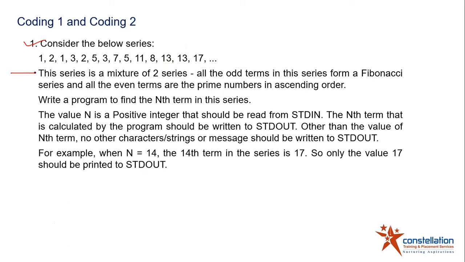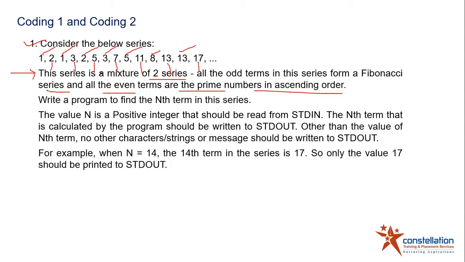Now, this series is a mixture of two series. All the odd terms in this series form a Fibonacci series, and all the even terms are the prime numbers in ascending order. Now we got it. So the odd terms are the Fibonacci: 1, 1, and then 2, and then 3, and then 5, and then 8, and then 13. These form a Fibonacci series. And the even ones are 2, 3, 5, 7, 11, 13, 17.